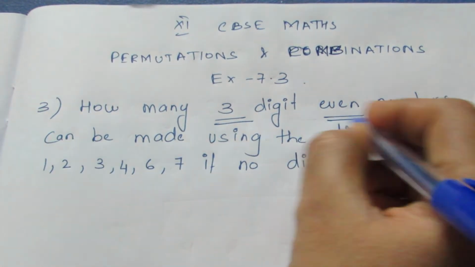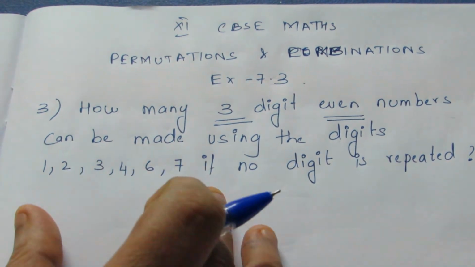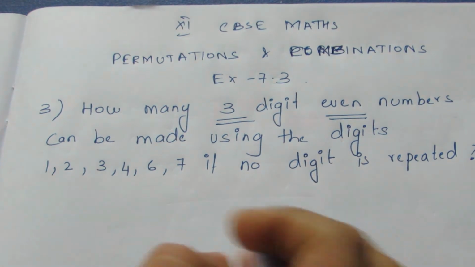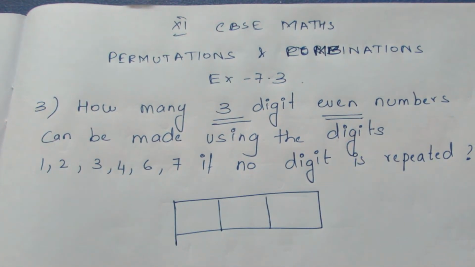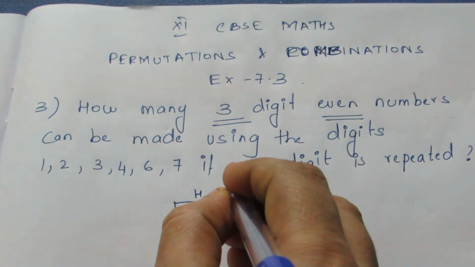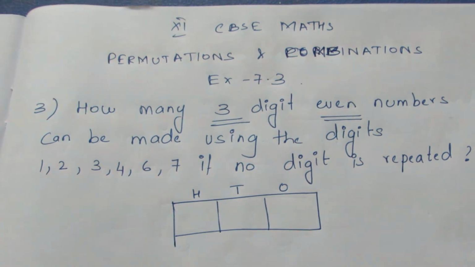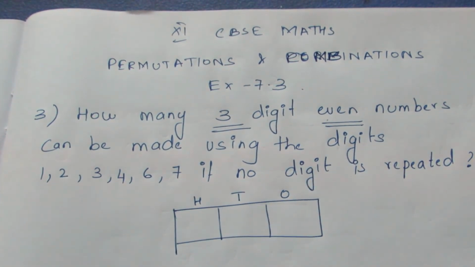It's a 3-digit number. The given information is an even number with the digits here. No digit is repeated, so there is no repetition of digits. For the 3-digit number, let me draw 3 boxes, that is hundreds, tens and ones. The given condition here is an even number. What will be an even number? How will we find an even number?